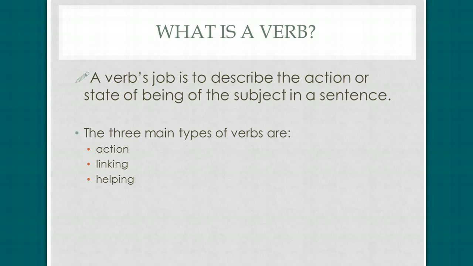We'll start off by defining what a verb is. A verb's main job in a sentence is to describe the action or the state of being. There are three main types of verbs, and they are action, linking, and helping. These three types of verbs are what we will be taking a closer look at in this video.